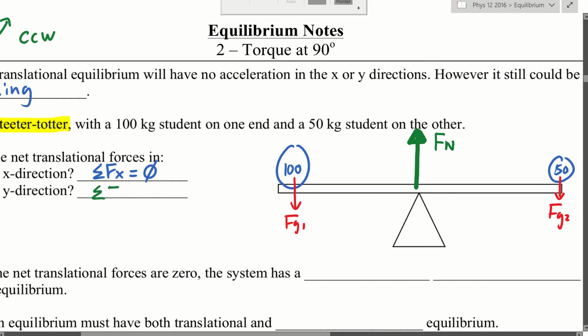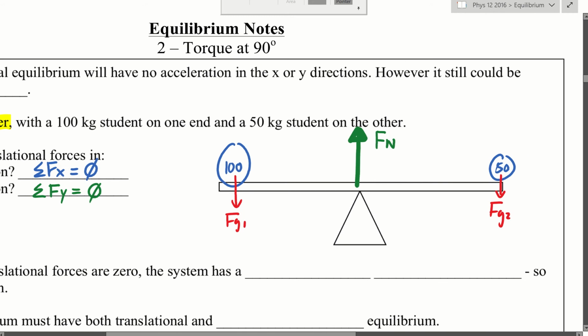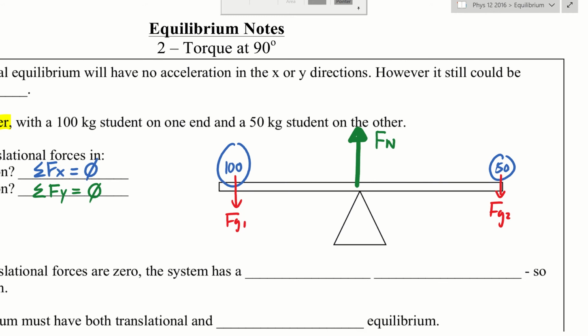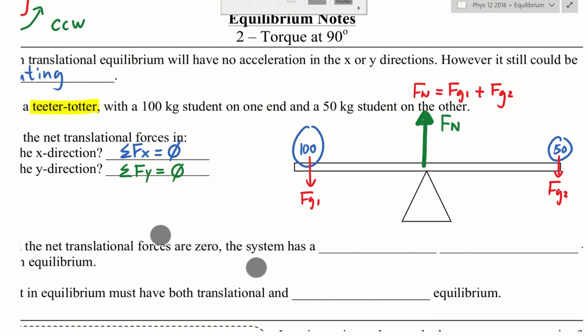But we know how the normal force works. The normal force is always trying to balance things out, right? So we know that in the y direction, all the forces are supposed to add to 0. This system will not go up or down. So what can that tell us about the normal force? Well, the normal force must be exactly Fg1 plus Fg2. Otherwise, this system will collapse. So there is no net force in this system.